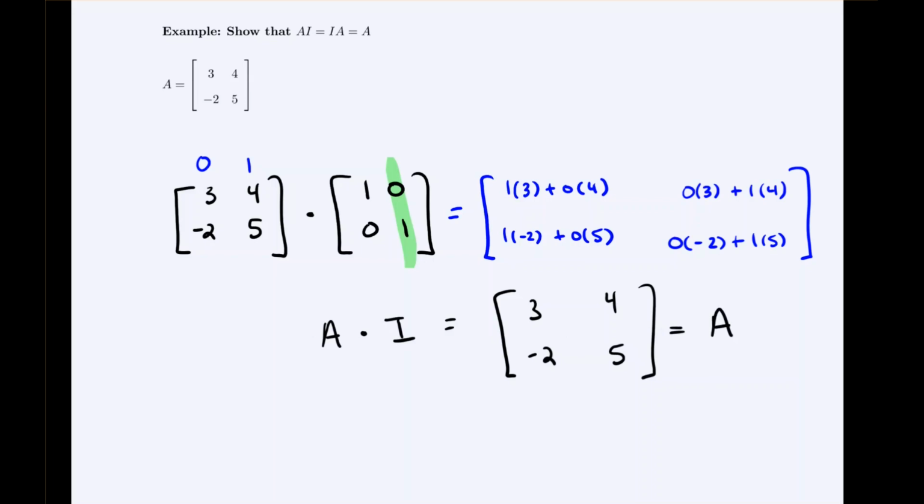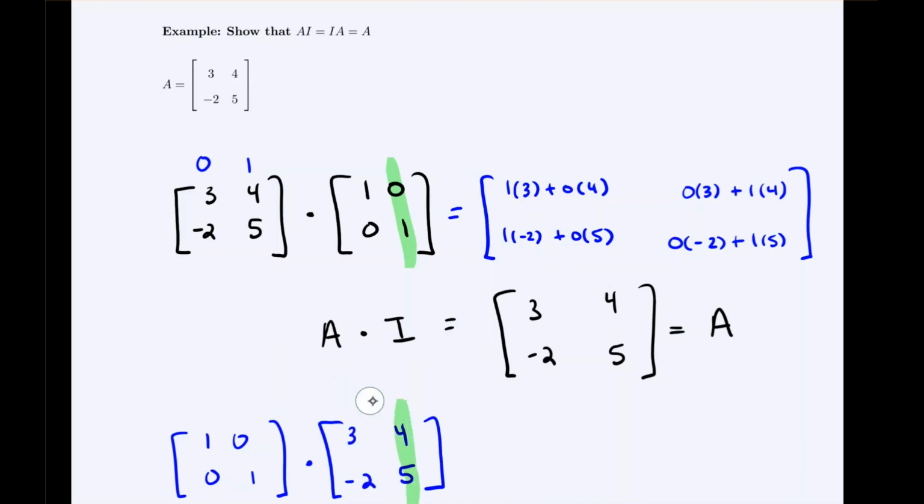Now for practice, take a moment to verify for yourself that the identity times A would still give me A. So here I'm reversing the order of multiplication. So now I'm going to take these columns and bring them over and multiply them by the rows in that pattern. So why don't you pause the video, multiply these, and verify that you would still get A in this case as a result.